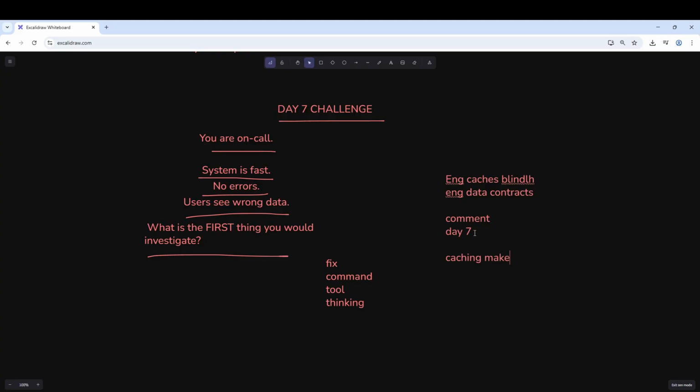Caching makes systems fast. But when it goes wrong, it spreads lies at scale. Day 7 teaches one brutal lesson. Fast and wrong is worse than slow and correct. Tomorrow is even more subtle.